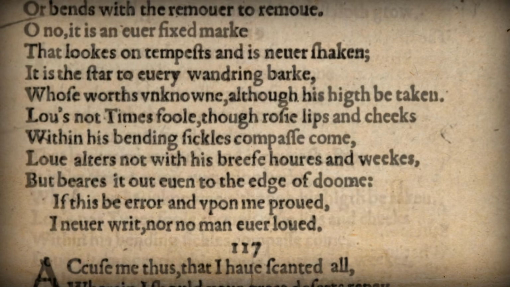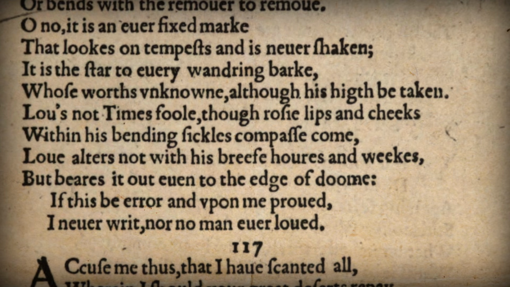He says that if all the things he's said about love are in error, quote, I never writ, nor no man ever loved. Obviously, he has written and men have loved, so his defense of love is solid, right? Well, but then remember the line, love is not love. There are all kinds of explorations in Shakespeare's work about what real love is.